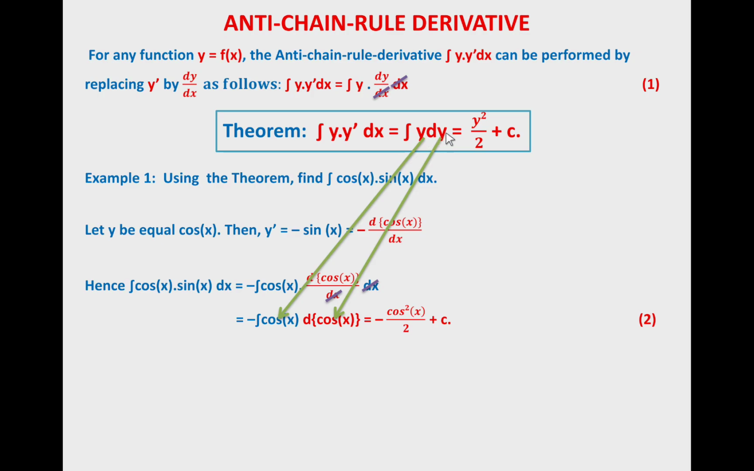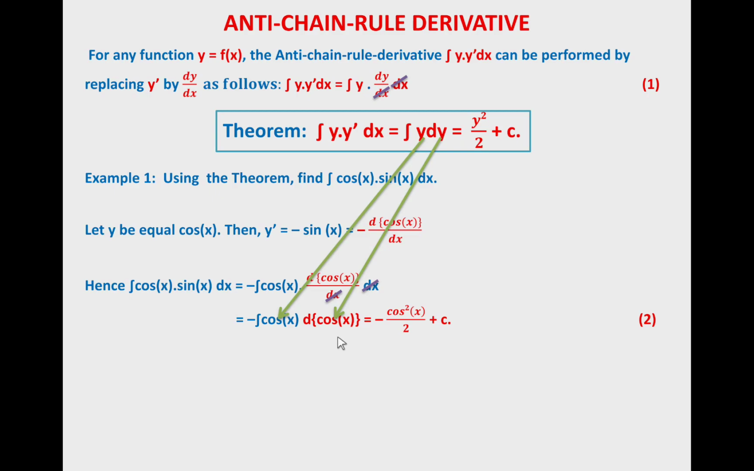For y dy, the integration is y squared over 2, so for cosine d cosine, the integration is cosine squared over 2. But we're preserving the negative sign because we have the negative sign before the integration. So the answer will be negative cosine squared x divided by 2 plus constant.